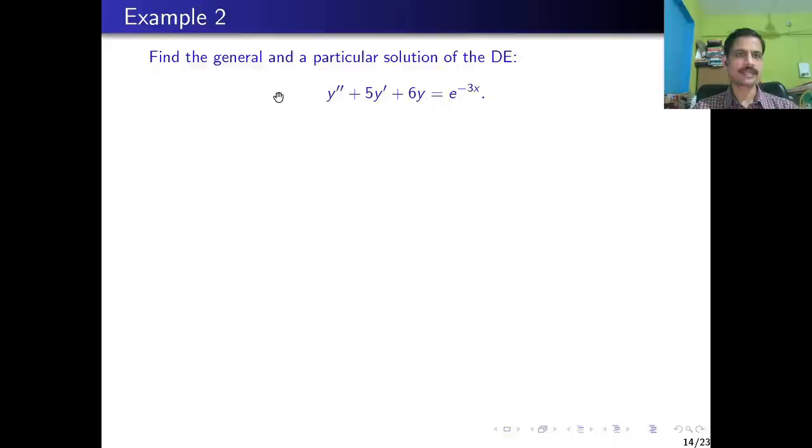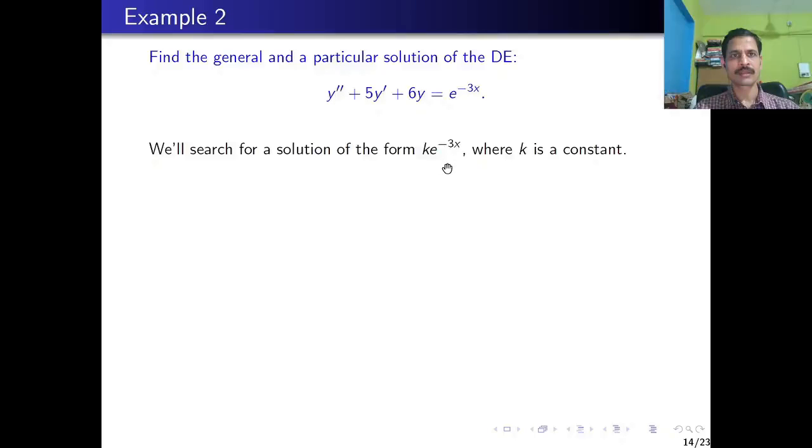We'll look at another example now. Find the general solution and a particular solution of the ordinary differential equation y double prime plus 5y prime plus 6y is equal to e raised to minus 3x. For this, we'll search for a solution. Again, like the previous case, the solution should be of the form k e raised to minus 3x, where k is a constant. I would like to determine k by this method of undetermined coefficients, so we take y is equal to k e raised to minus 3x and substitute it here.